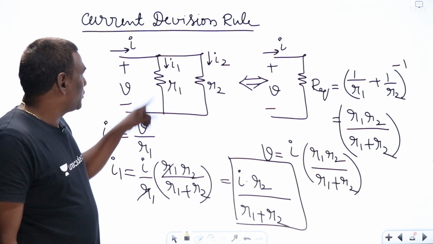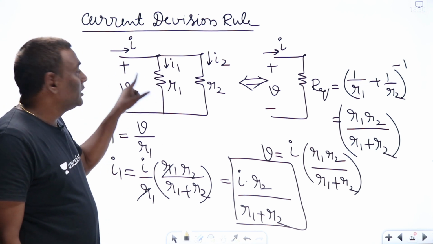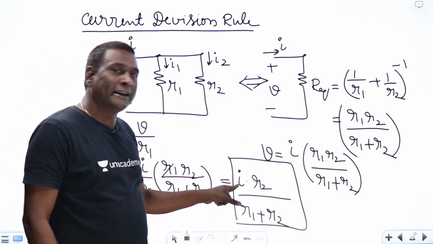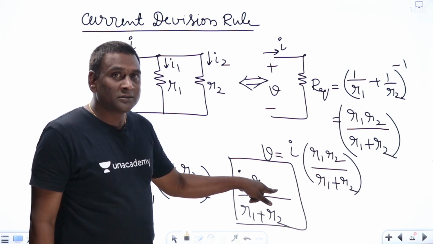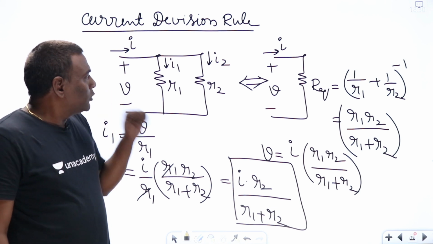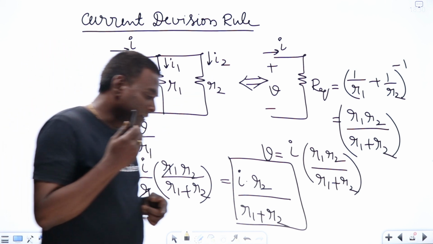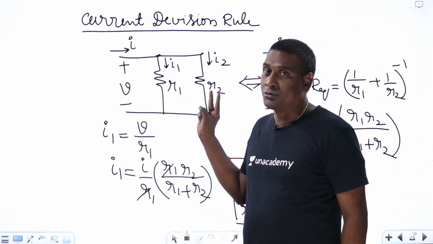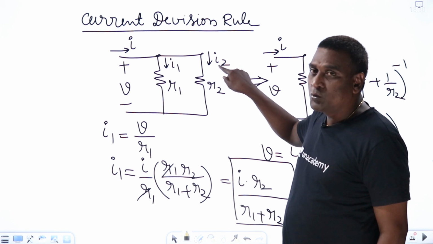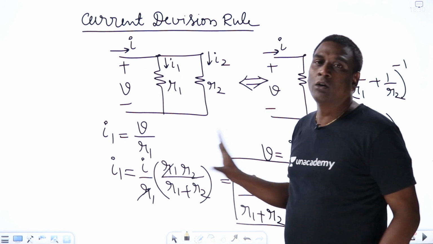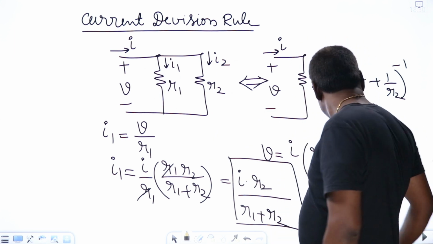If I want to have current flowing through one of the resistors, it is the total current into the other resistance divided by the total resistance. See here, I1 is going to be total current I into the other resistance R2 divided by total resistance R1 plus R2. This is going to be useful if and only if two branches are there in parallel, not more than two. Now current flowing through the other branch is nothing but total current I into the other resistance R1 divided by total resistance R1 plus R2. Now let us think of inductors.